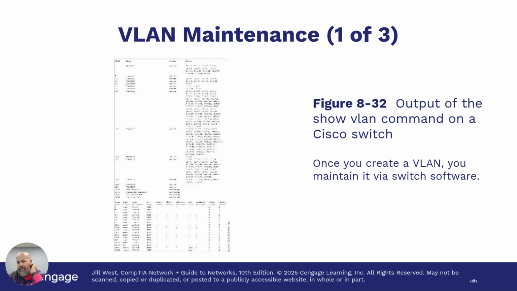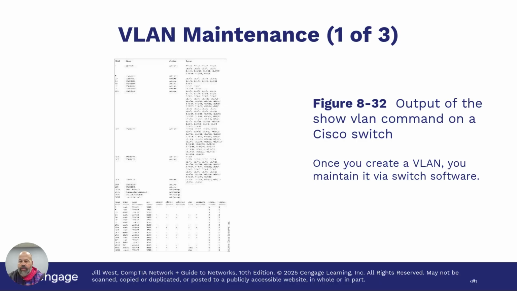And once you create VLANs, you maintain them through switch software. The image shows the output of the show VLAN command on a Cisco switch. Looks small, looks intimidating, but it's just a list of every VLAN on the switch, which ports belong to each VLAN, and all the configuration details. Think of this as kind of like a diary of the switch, telling you everything about how it's organized.